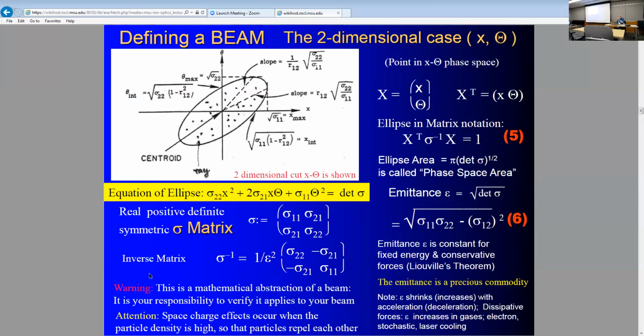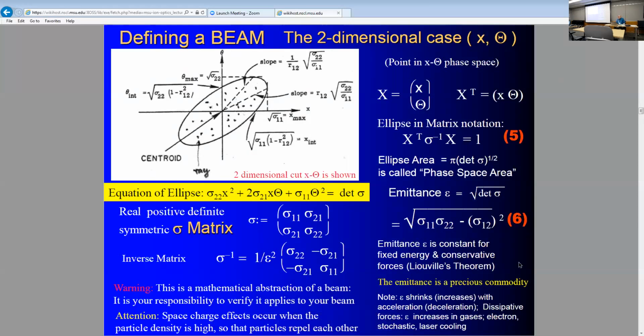Now, epsilon is called the emittance. The emittance epsilon is a very important number. It is constant for conservative forces. So conservative forces do not change it. This comes from the Hamiltonian description. It's called Liouville's theorem.